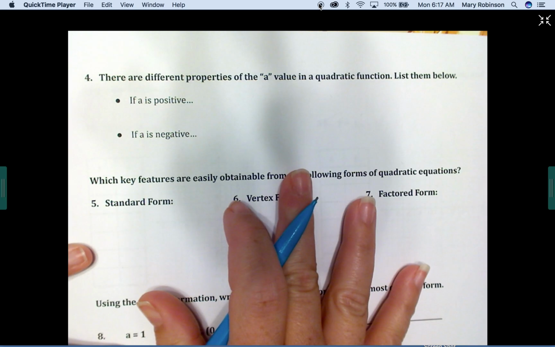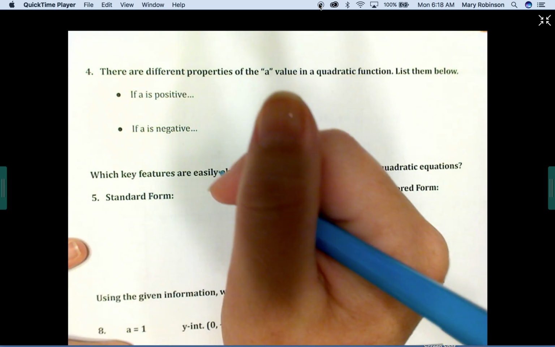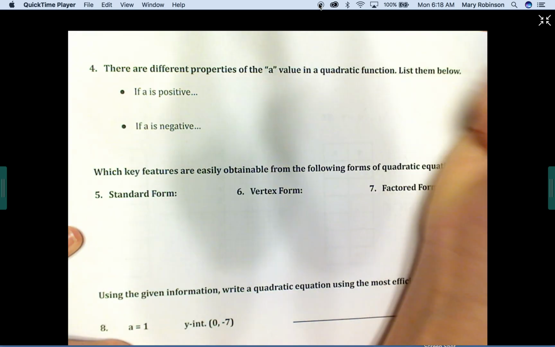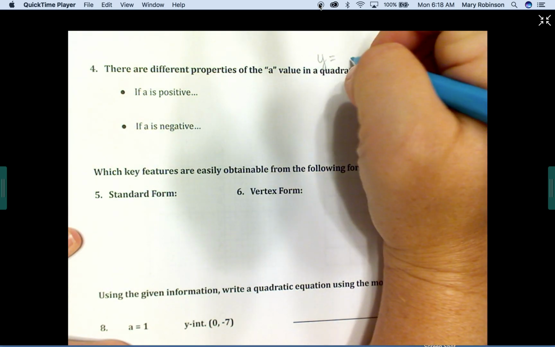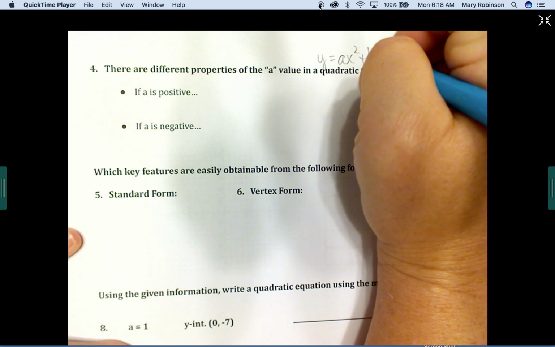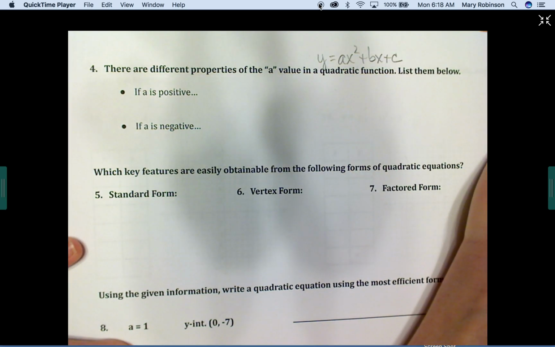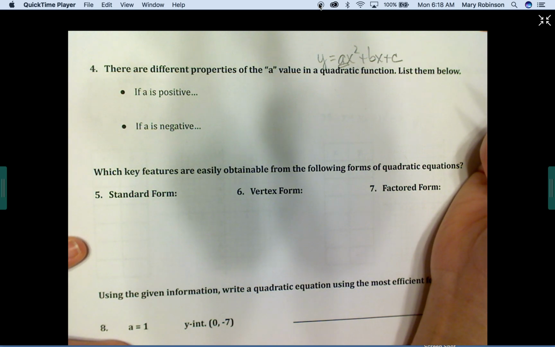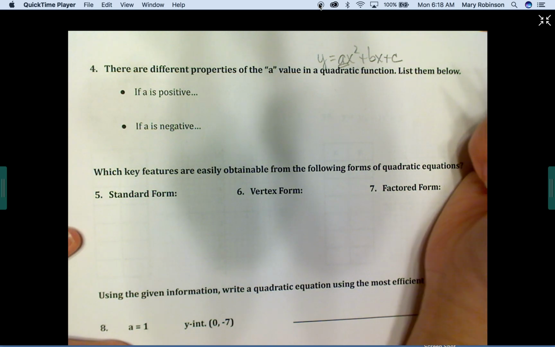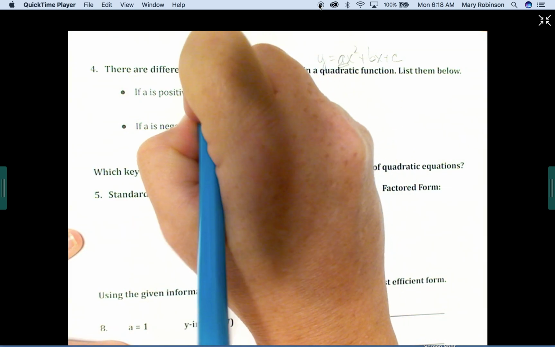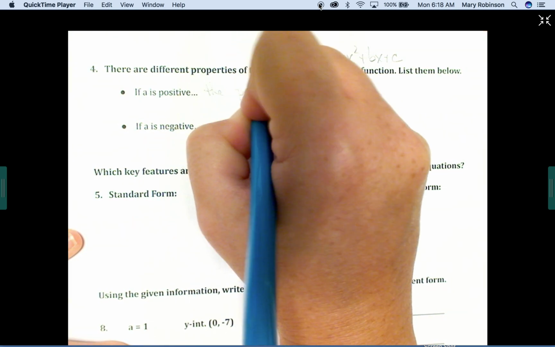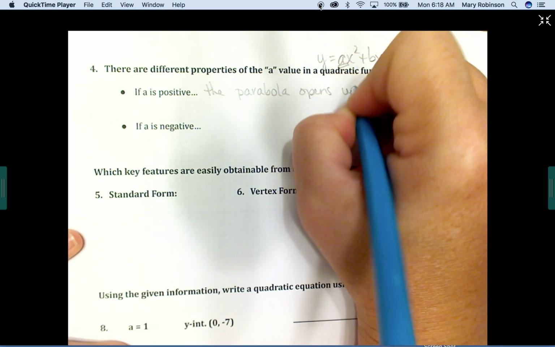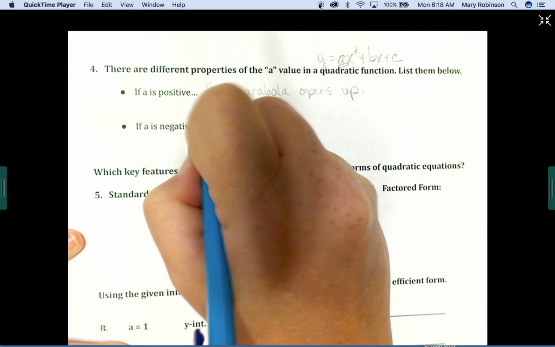For number 4, it says there are different properties for the a value in a quadratic function. List them below. What we know is that in a quadratic function in the form y equals ax squared plus bx plus c, or it could be vertex form or factored form, the a value determines whether the parabola opens up or down. If a is positive, the parabola opens up. If a is negative, the parabola opens down.